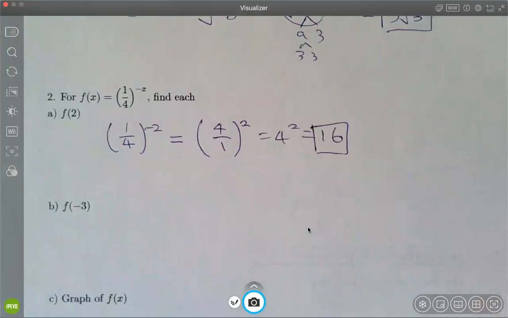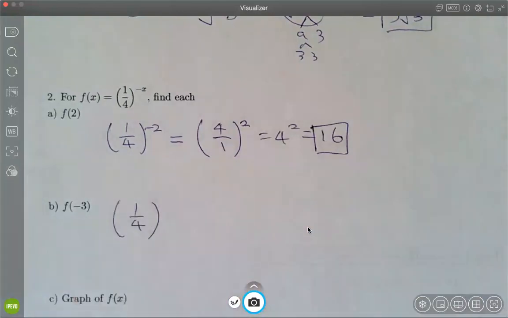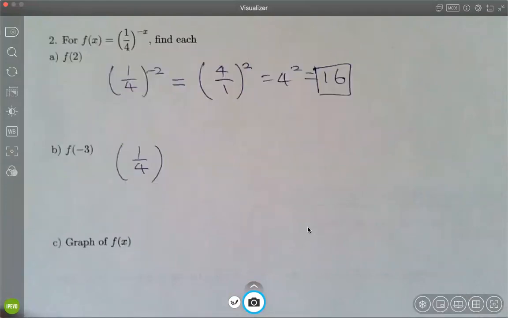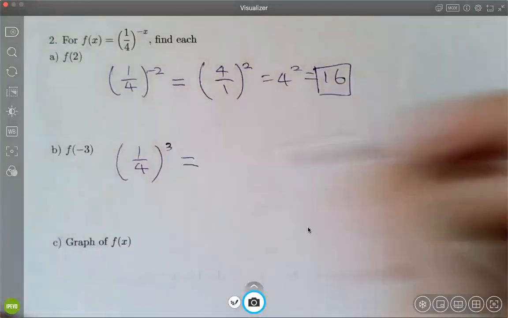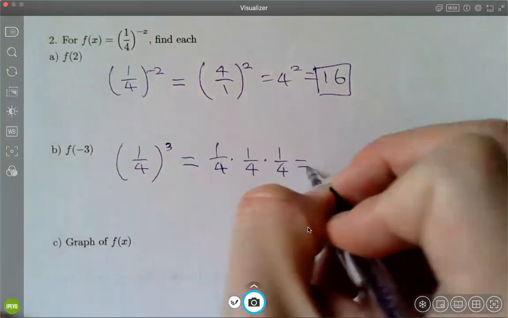And now f of -3. This means 1/4 to the power. Now, what is the exponent here? -3 or +3? Positive 3, right? And now what is 1/4 to the power positive 3 equal to? It's 1/4 times 1/4 times 1/4. What's that equal to?